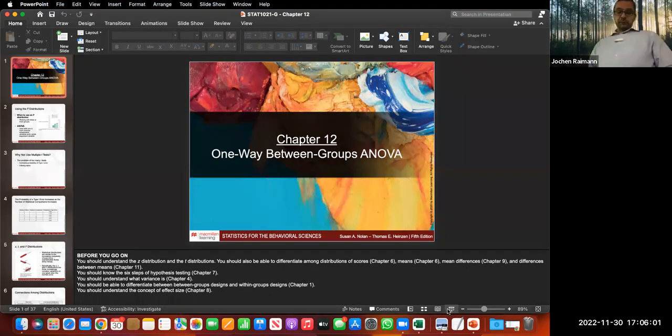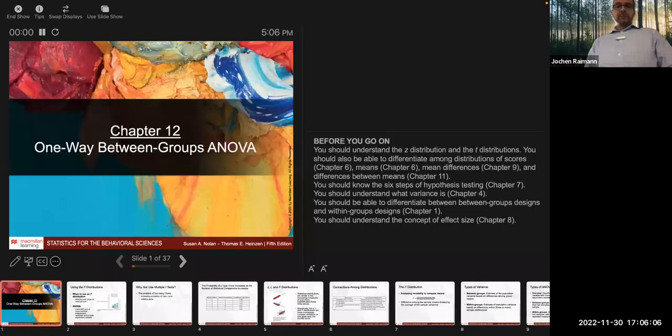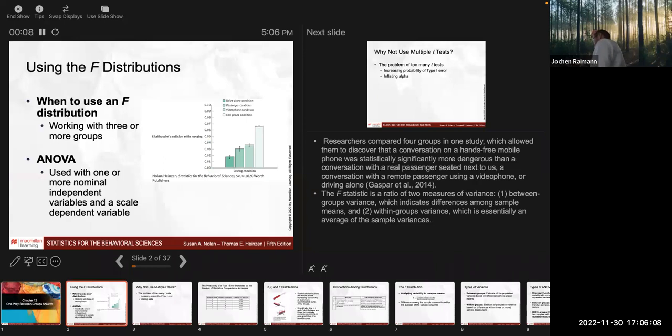Okay, so today we're dealing with a one-way between groups and over. When we go back, we have talked about the normal distribution curve, the t-distribution, which basically means estimating the overall distribution and variability in the population based on the variability in the sample. And I have it here.